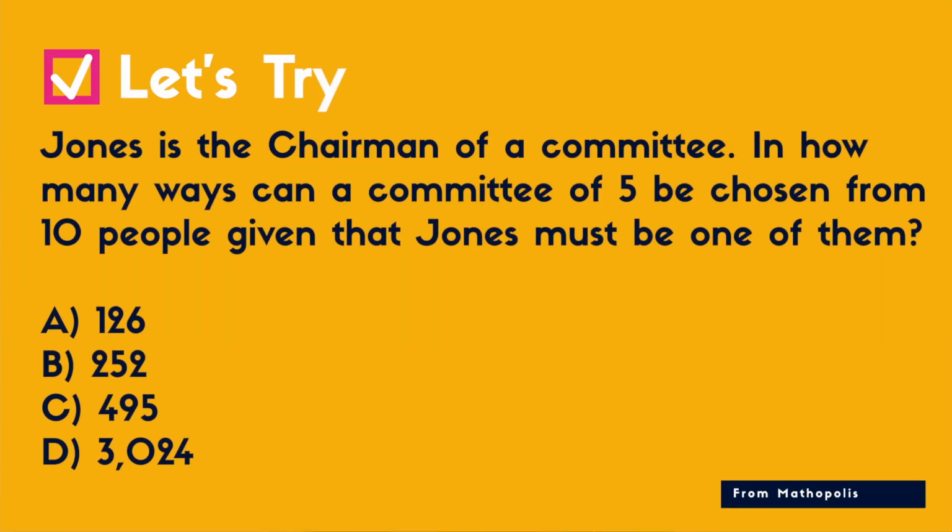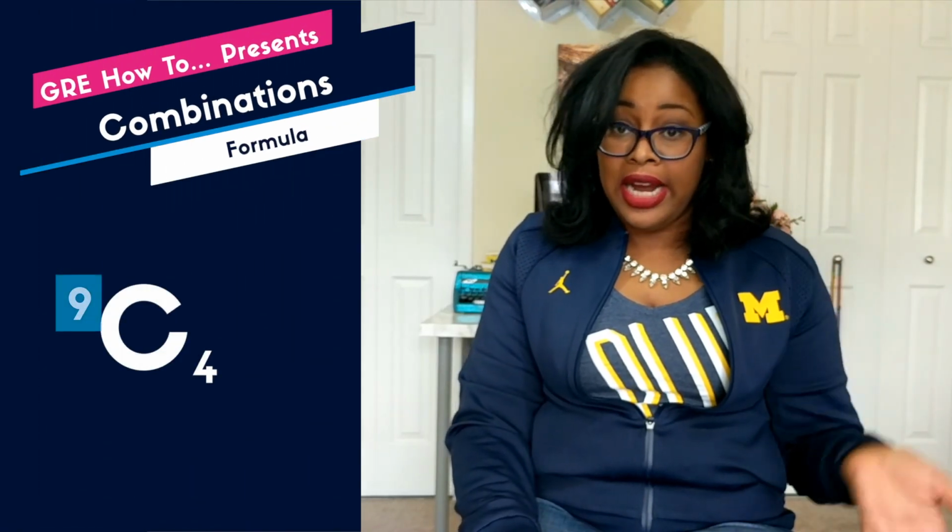Let's take a look at another question. Jones is the chairman of a committee. In how many ways can a committee of 5 be chosen from 10 people, given that Jones must be one of them? So the most important thing to do here is organize the information. Since Jones is already in one committee, then there's only 9 people to choose after. So it's going to be 9 people.